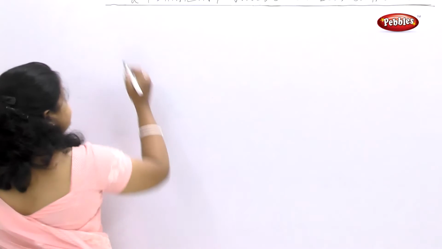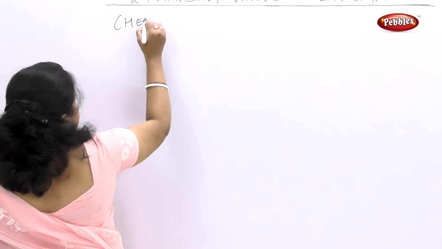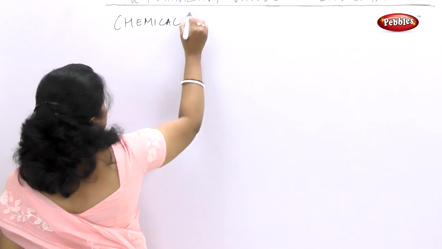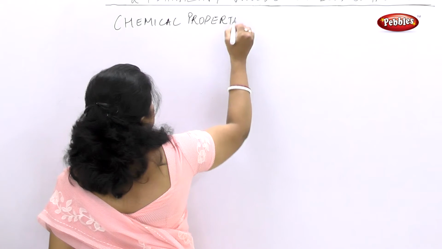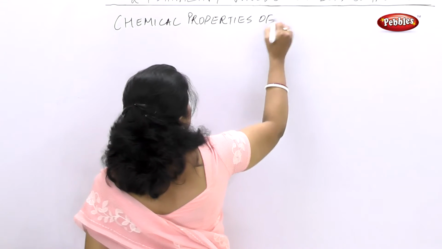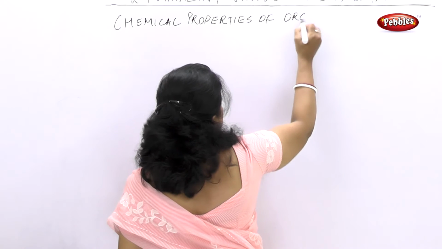Now we come to some chemical properties of organic compounds. What are chemical properties? Till now we were seeing how to name them, and what the various types of alkanes, alkenes, and alkynes are. But if they start reacting, how will they react? This is what we are going to learn in chemical properties of organic compounds.